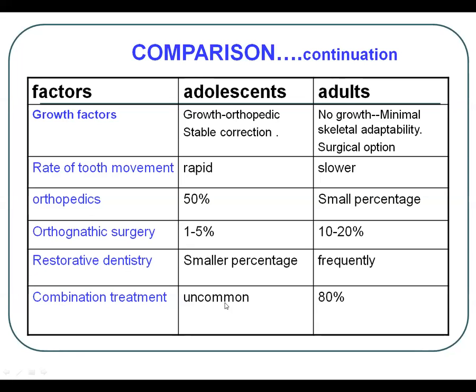Combination treatment is uncommon in adolescents, whereas in adults it is 80%, which means we may have to do surgical procedures as well as prosthetic procedures.